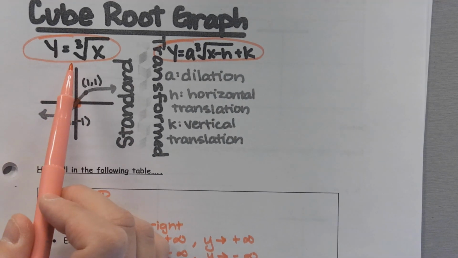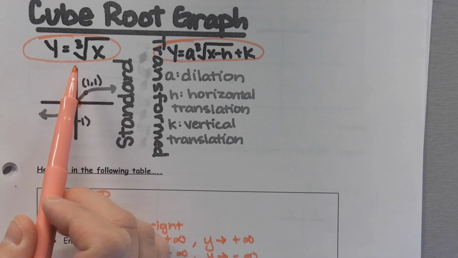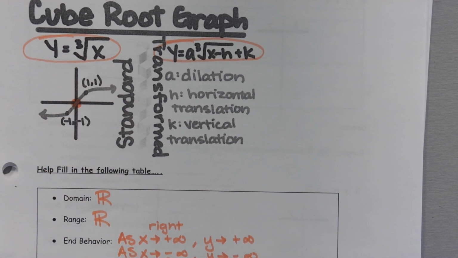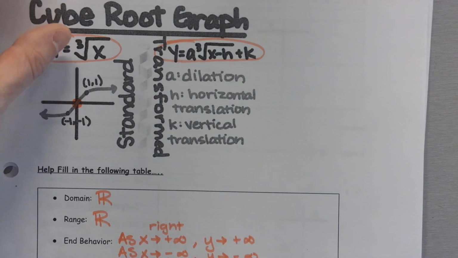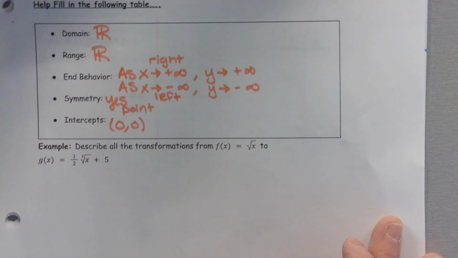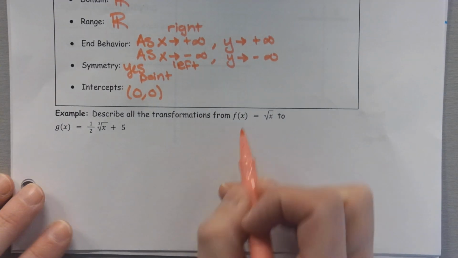Because is every graph going to be the cubed root of x? No, you're going to have other stuff in there. I'm not going to make you graph the cubed root of x 5 times. So there's going to be other stuff in there that impacts it. And so the question is, well, how do those things impact it? So let's look down here at an example, and let's talk about how these different things impact it.